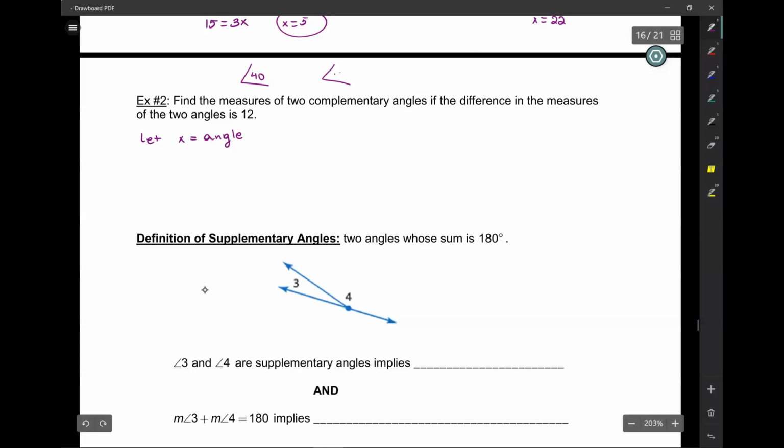If this is 40, how big is the other one? 50. How do you know that? Because you did 90 minus 40, so you got 50. Okay, so now, if this is x, then how much is the other one? 90 minus x. So if x is the angle, 90 minus x is the complement.